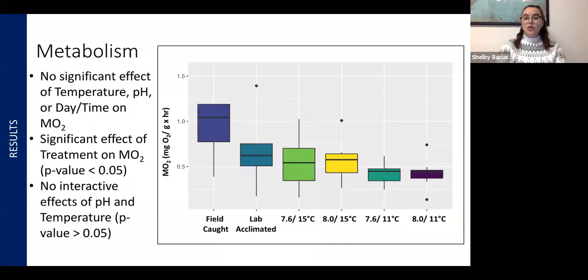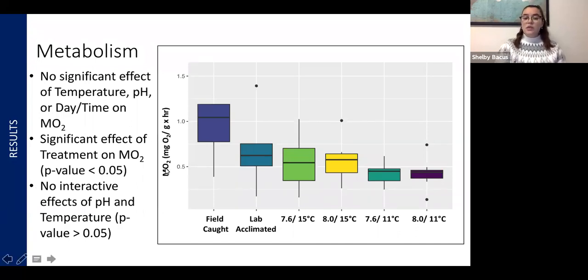Now, metabolism was also interesting, and we ran a 4-way ANOVA for this, and we found that there were no significant effects of temperature, pH, or day/time on the metabolic rate of Lania. However, we did find that there was a significant effect of treatment on the metabolic rate of Lania. And we can see this in the figure on right.